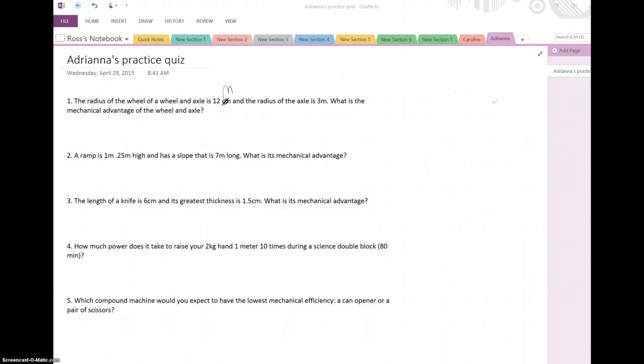So if we're trying to find the mechanical advantage of a wheel and axle, we divide the radius of the wheel, which is 12, by the radius of the axle, which is 3. So that gives us a mechanical advantage of 4.